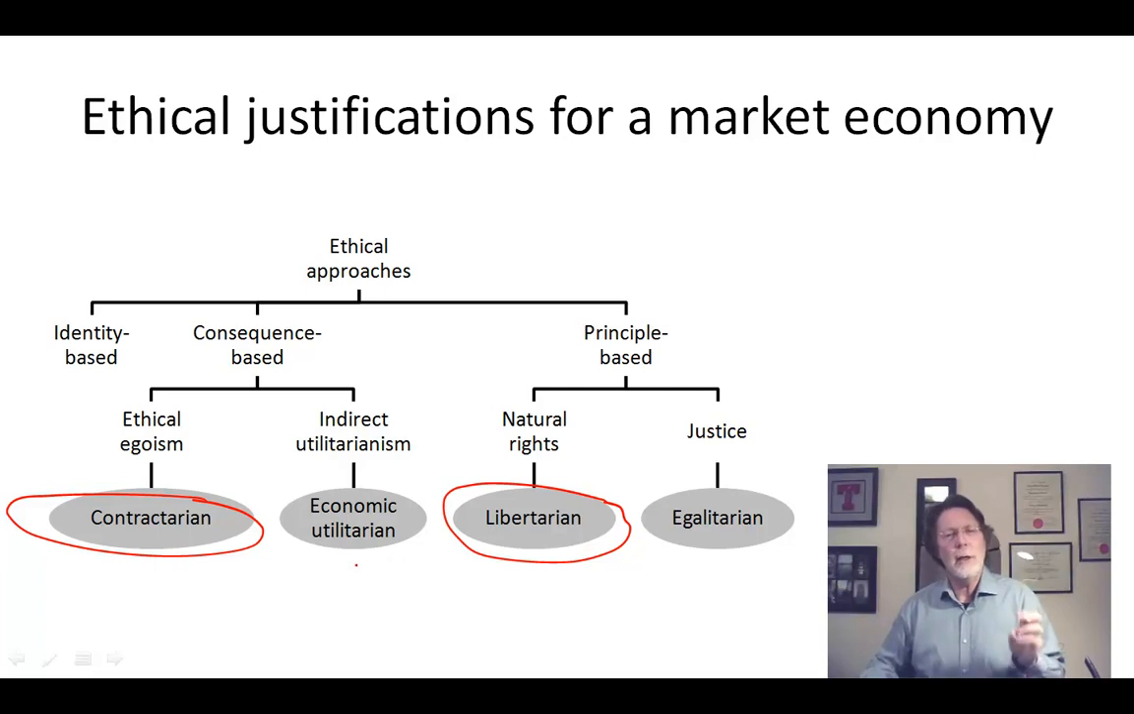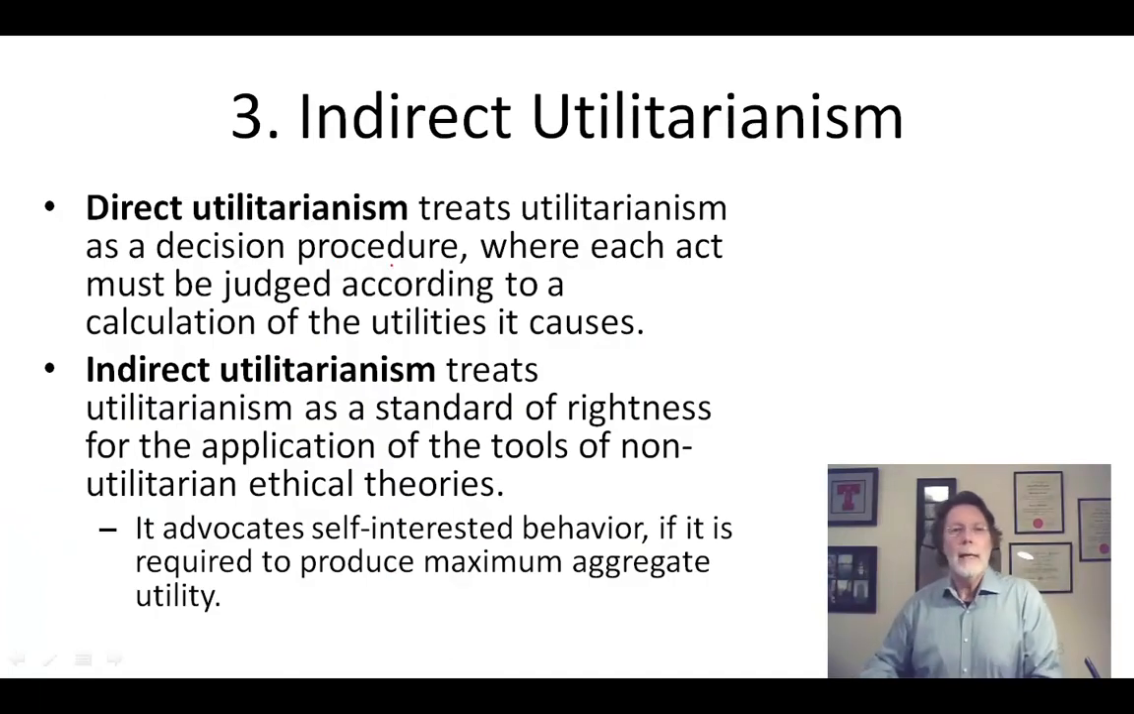The usual and perhaps most powerful justification of markets is utilitarian. It maximizes everybody's welfare, the aggregate welfare of everyone. And this is what we're going to talk about today. Remember the discussion of utilitarianism back in lecture 5 or so.